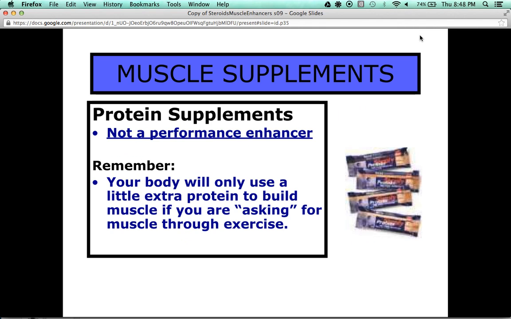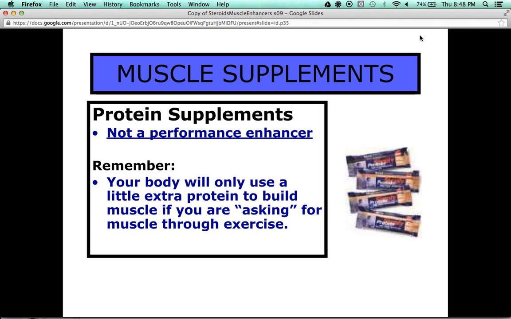And then finally, we're going to talk about protein supplements. Now, this is not really a performance enhancer, but what these protein supplements supposedly do is supply your body with extra protein. Now that is true, it does supply your body with extra protein, but you need to remember, your body will only use a little extra protein to build muscle if that is what you want to do when you are exercising. If you are doing exercises that promote muscle growth, then that's when your body is going to use a little bit extra protein.